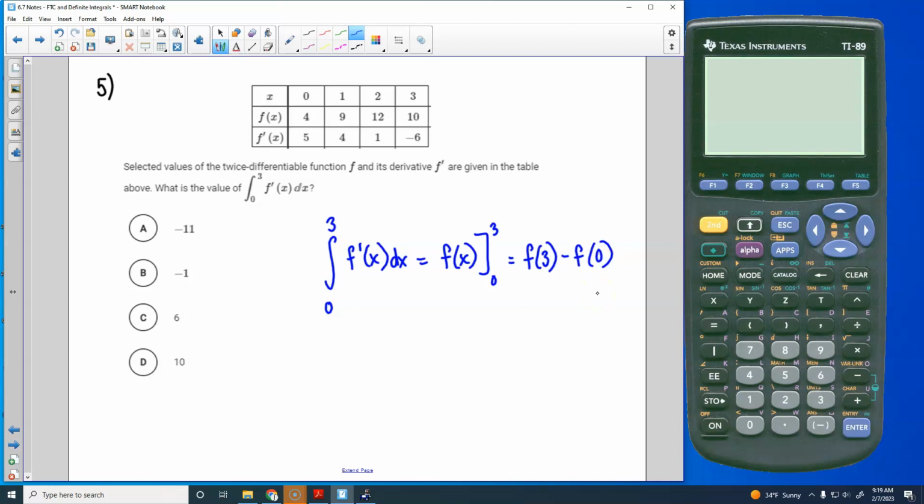Can we find those values? Yes, they are on our table. So f of 3 would be 10, and f of 0 would be 4. 10 minus 4 would give us 6. So C would be our answer. These table problems make it way easier, don't they? Yeah. Okay, questions?